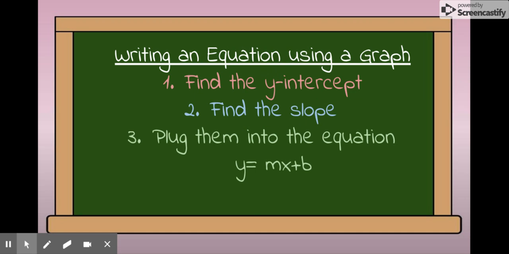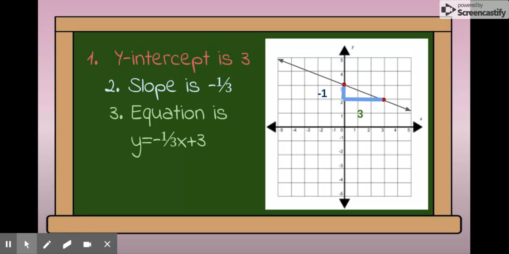Sometimes you're given a graph and you're told to write an equation in slope-intercept form. These are the steps that you use to write an equation. The first step is to find the y-intercept, and then you find the slope, and then you plug them into the equation y equals mx plus b, which is what we were doing in the previous examples.